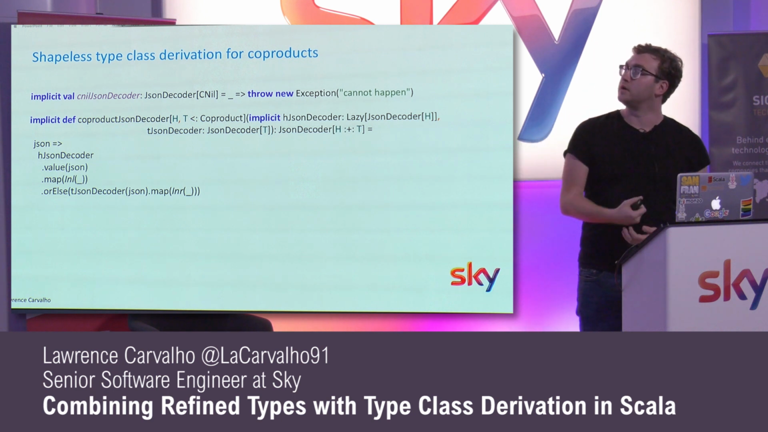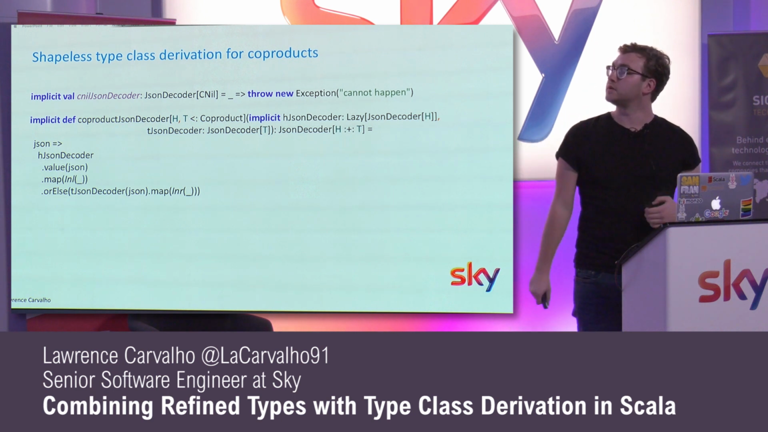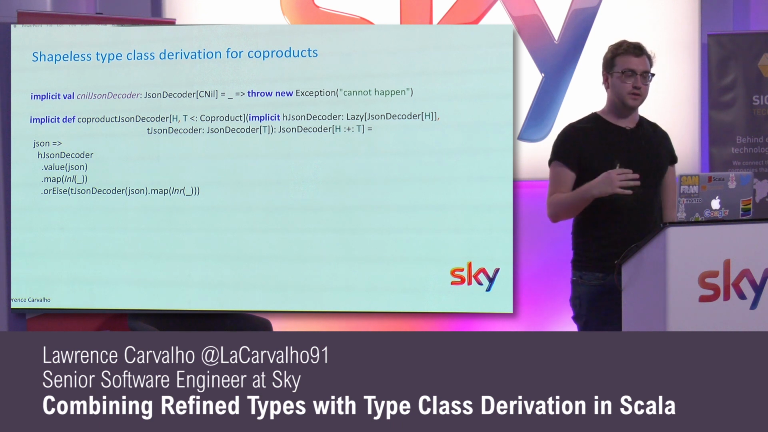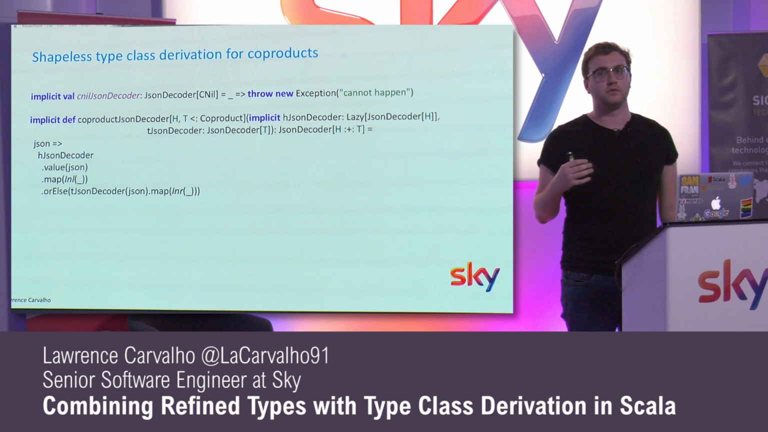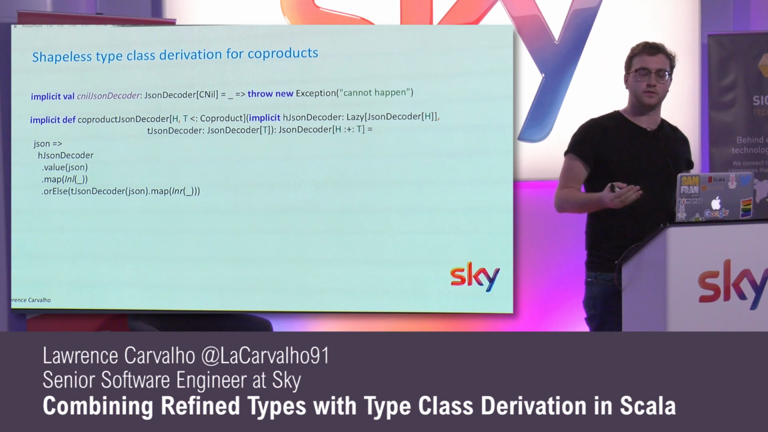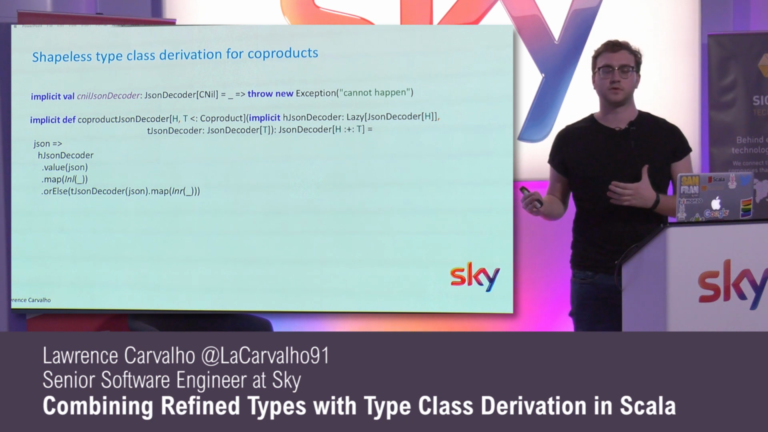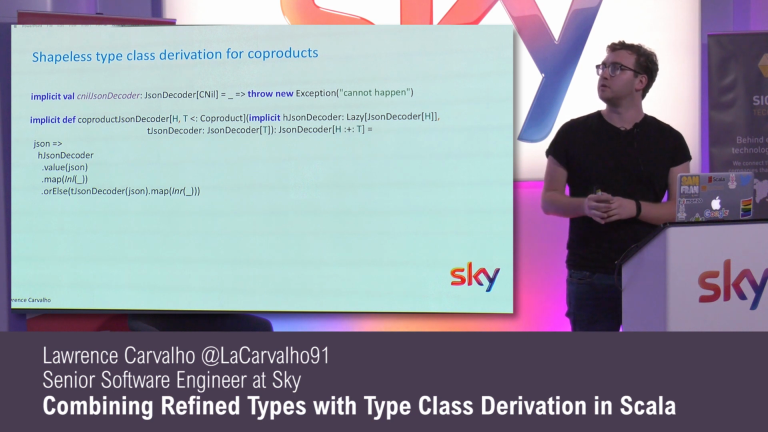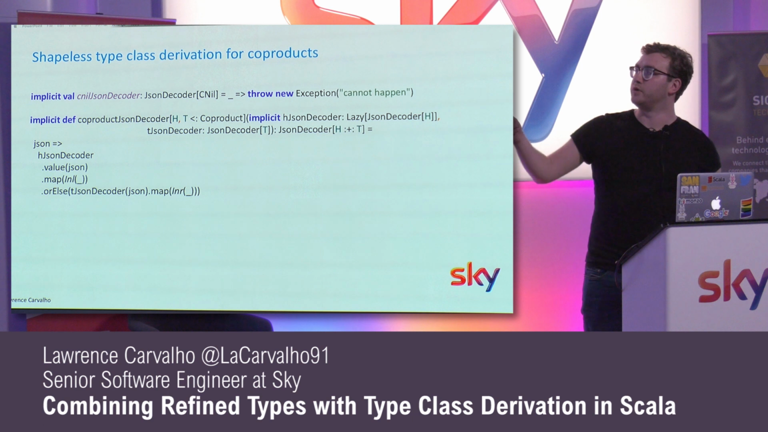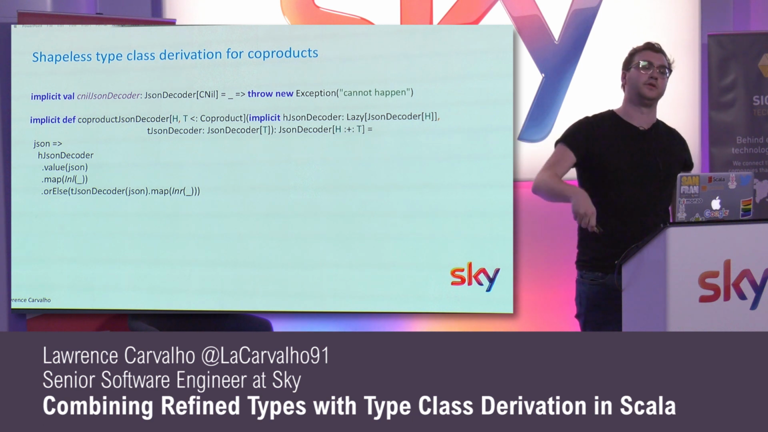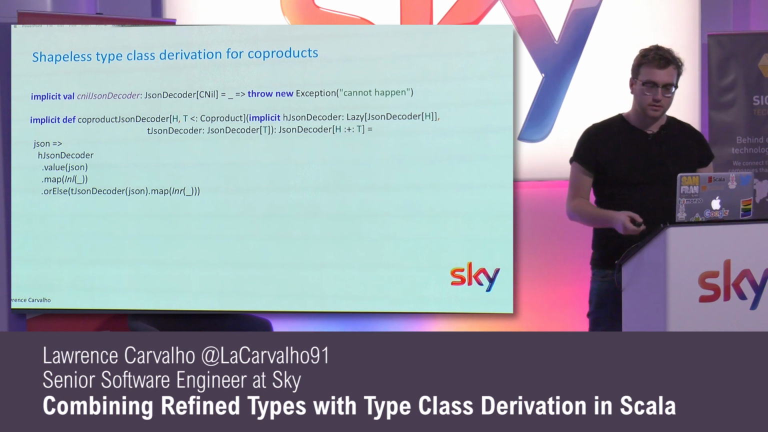And then below that, I've got my co-product instance for my decoder type class. It works in a similar way to the H list in the sense of recursion, but the difference is, like a co-product, it can be one of some types, or it can be one of many types. So we're not accumulating a list or an H list. We're just trying each head type until we get something that works.